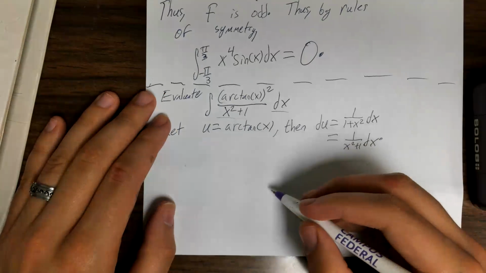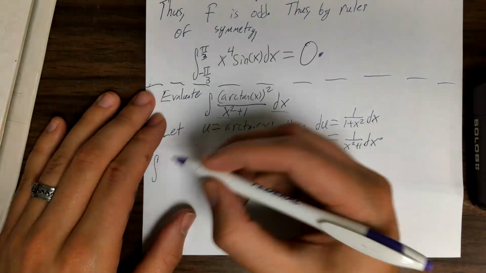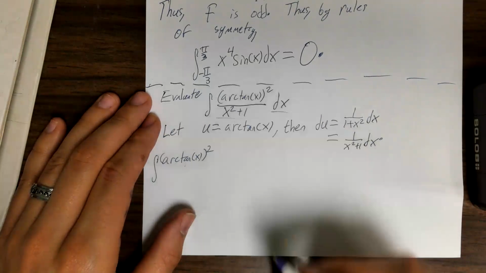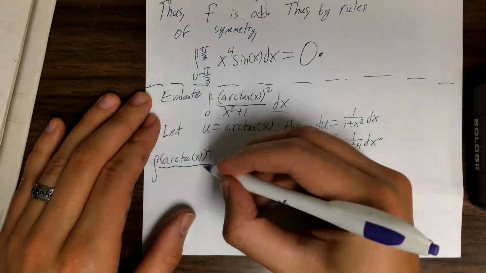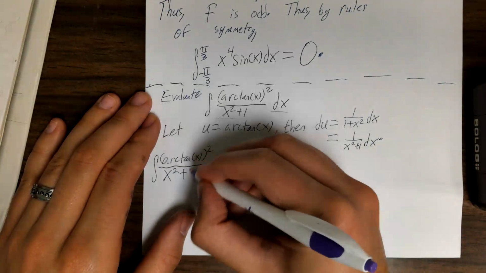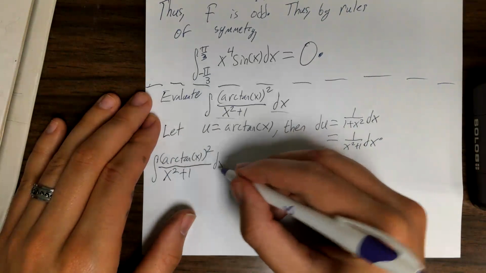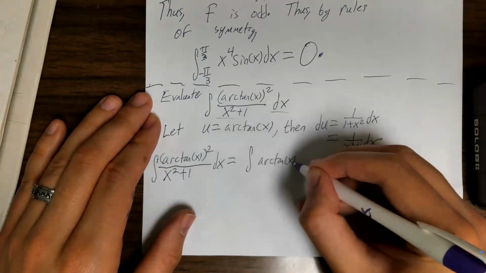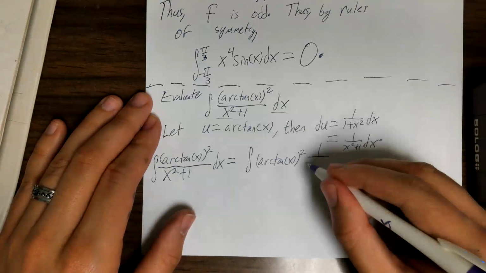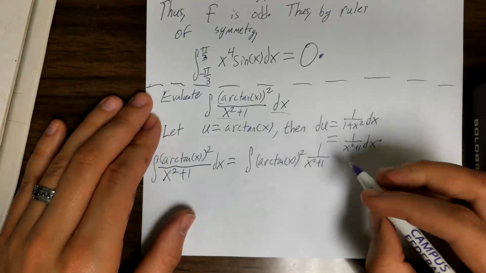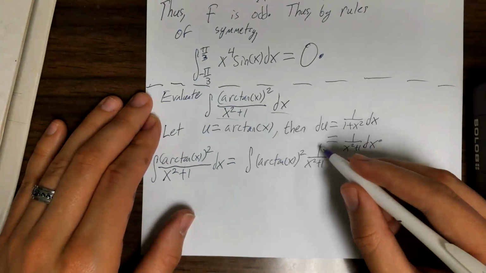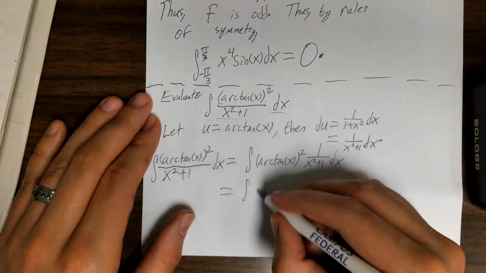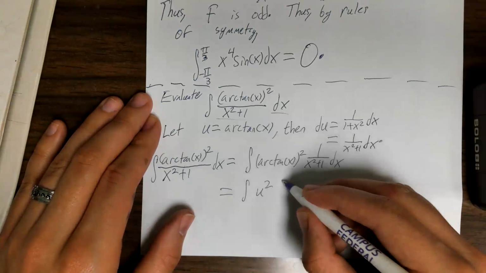So let's make that substitution together. We have an arctangent of x, and I'm squaring that function. I divide by this x squared plus 1. To make things a bit more explicit, we can always rewrite this as arctangent of x squared times 1 over x squared plus 1. And then getting it in terms of u, this is like u squared du.